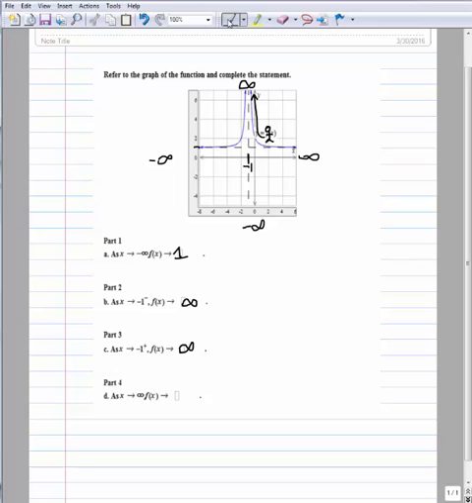And then finally, last one says as x approaches infinity, what is f of x doing, or what's the graph doing? What's it getting close to? So let's walk towards the x value of infinity, which is all the way to the right. We're getting closer and closer to, what's this y value here again? Positive 1.